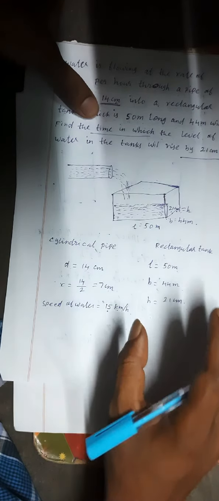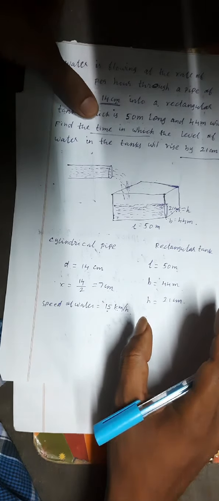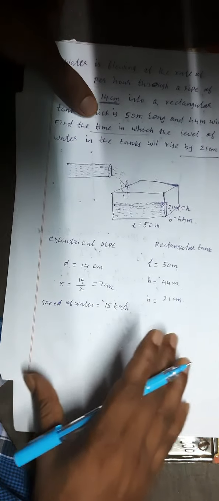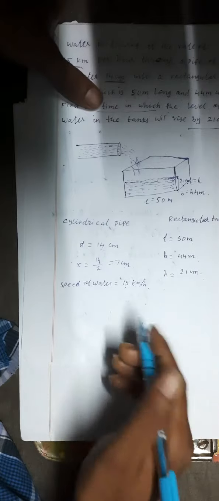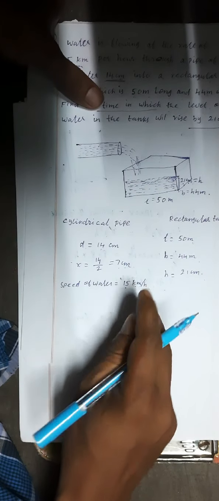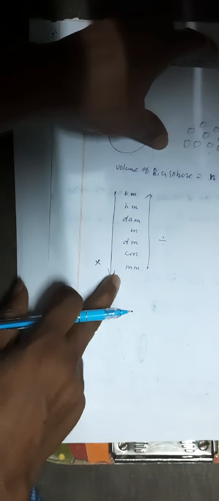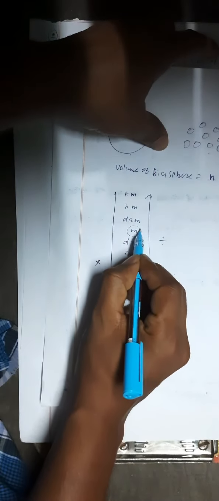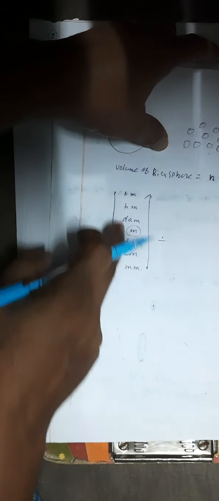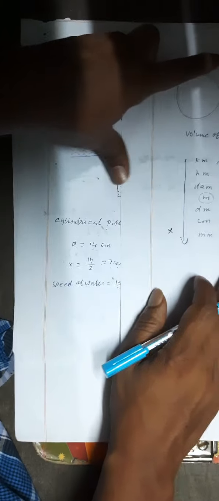All the units are different, so you want to change them into the same unit. Here it is centimeter, here kilometer. The middle value is meter, so I can change all of them into meter.